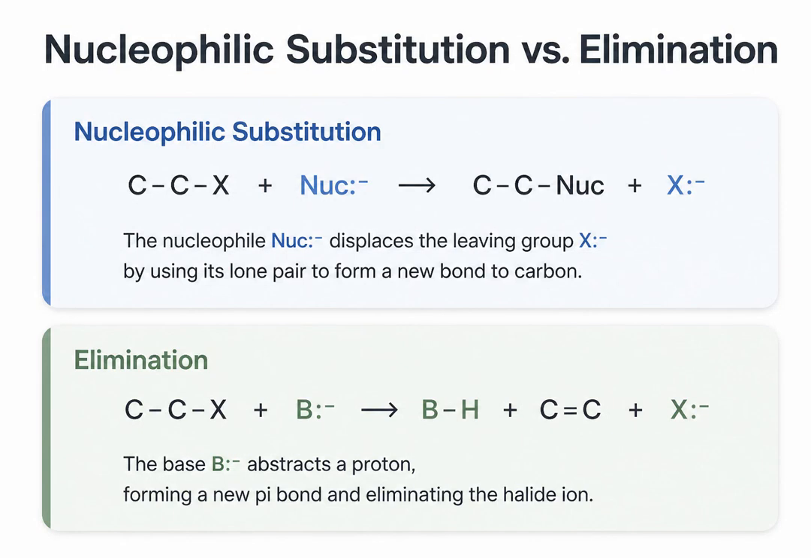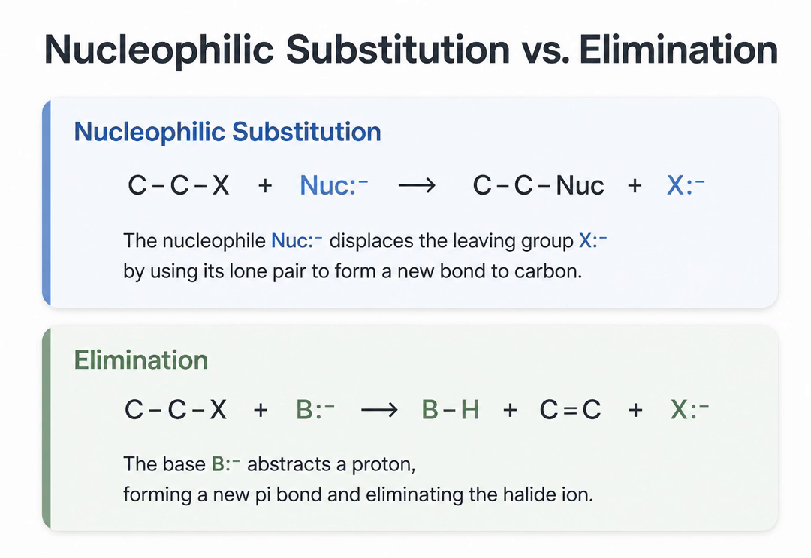Continuing our look at alkyl halide reactivity, we see that these compounds generally undergo two main types of reactions: nucleophilic substitution and elimination. In a substitution reaction, a nucleophile uses its lone pair to attack the carbon and displace the leaving group. Alternatively, in an elimination reaction, specifically dehydrohalogenation, a base abstracts a proton from the alkyl halide, which leads to the formation of a new pi bond as the leaving group exits.